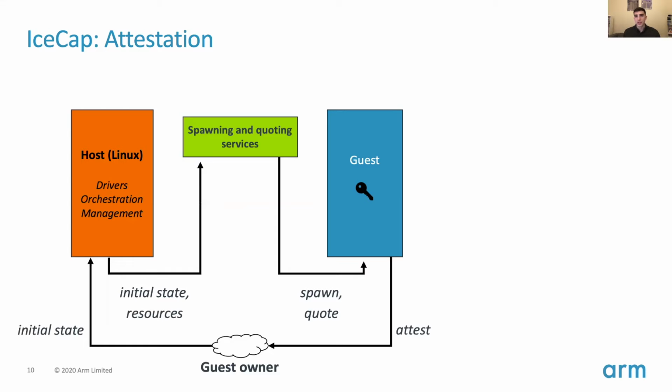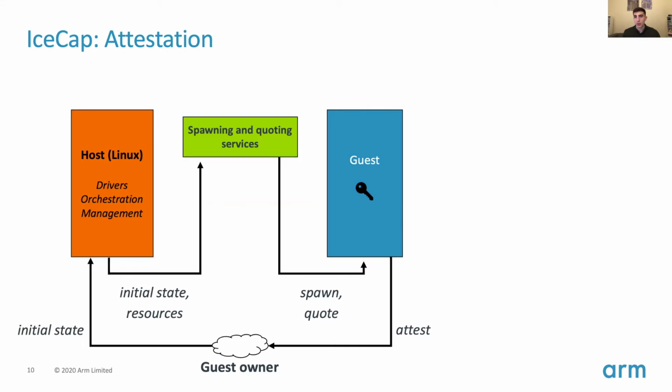This slide outlines the flow for spawning a guest. The guest owner, somewhere out there, provides the initial state of the guest to the host. That will include an image and configuration. More on that in a bit. The host passes the initial state, along with resource parameters, to the trusted spawning service, which realizes that state.